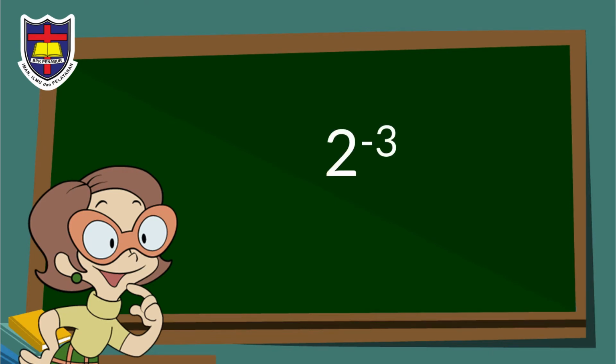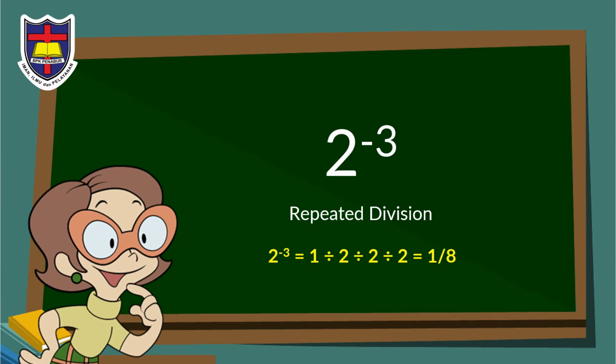Okay, so now I have 2 to the power of negative 3. So negative is the opposite of positive. What is the opposite of multiplication? Well, the opposite of multiplication is division. So negative exponent is repeated division. Or we can write it, if we have 2 to the power of negative 3, it means 1 divided by 2 divided by 2 divided by 2 equals 1 over 8.